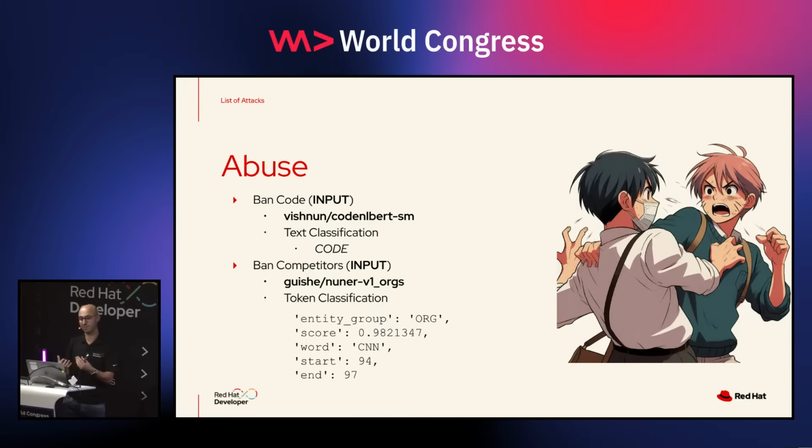The same can happen with banned competitors. We probably want to avoid users comparing us with any of our competitors. Suppose that you are Pepsi, and a user says, "Hey, why is Coca-Cola better than Pepsi?" You probably want to avoid this. You don't want any reference to your competitors. Again, this is an input guardrail that you can implement. There is a model that just scans the text, detects any organizations, and then you can filter whether any organization is mentioned or not.